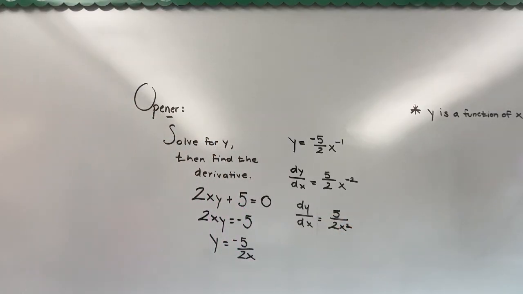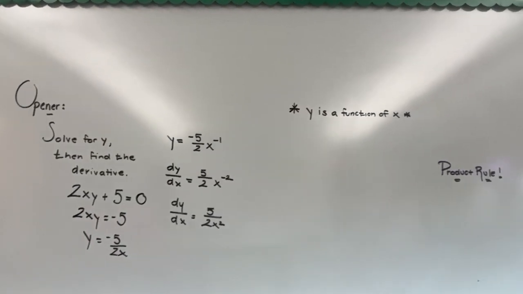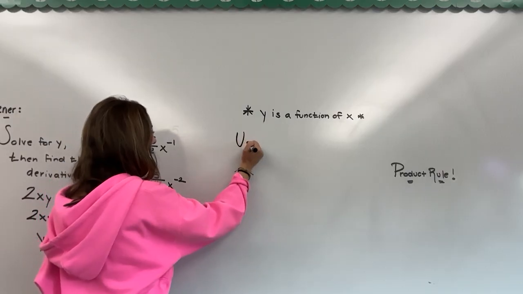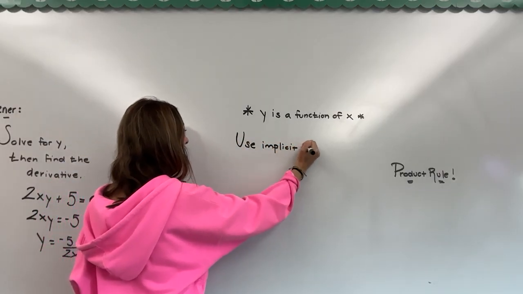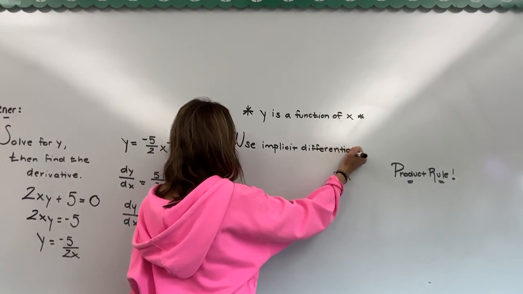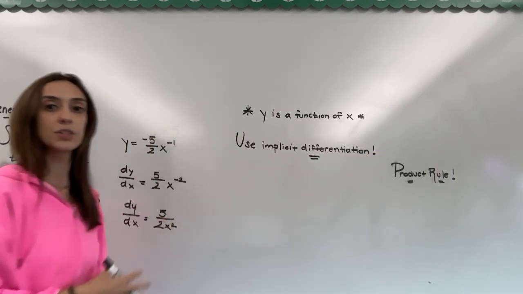All right, so we found our first derivative dy dx to be 5 over 2x squared. But now I'm going to introduce you to implicit differentiation. When we use implicit differentiation, the main difference visually is we're no longer seeing the function expressed explicitly, meaning y equals. So to use implicit differentiation, we can jump right into our derivative.